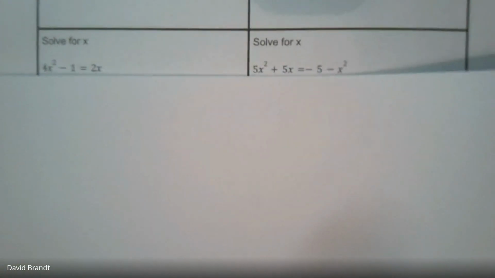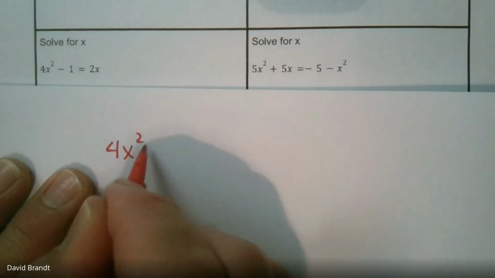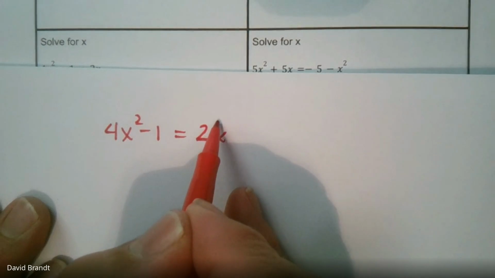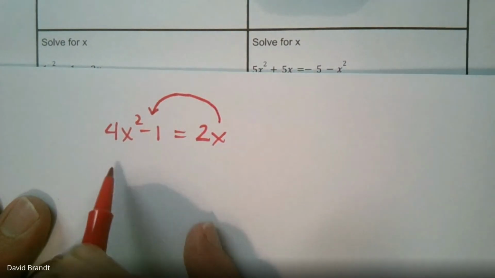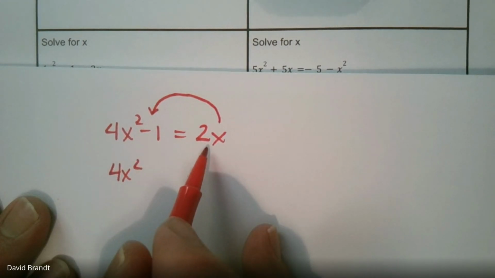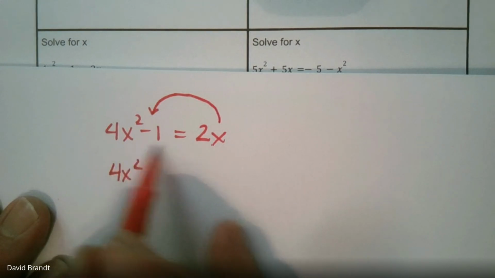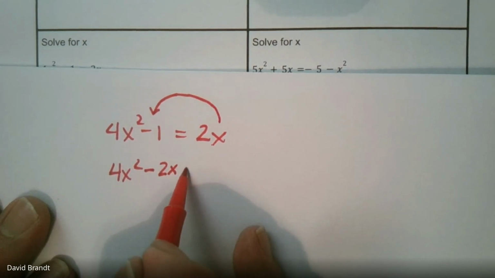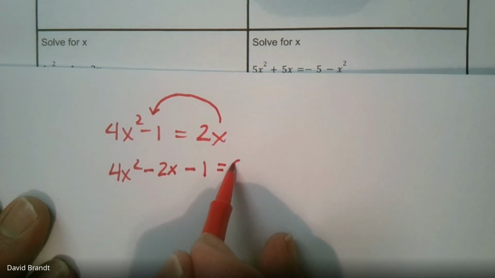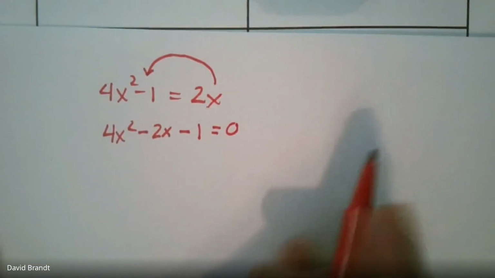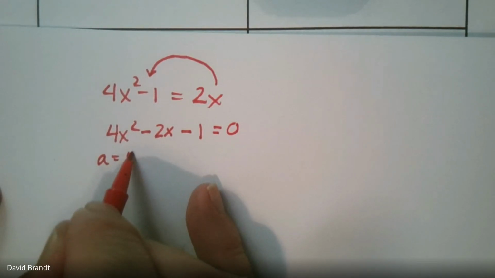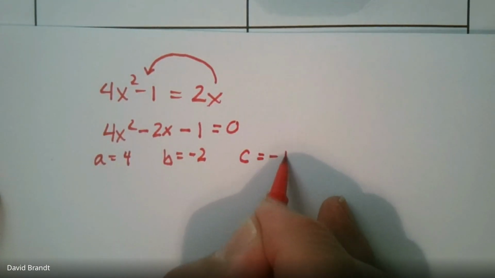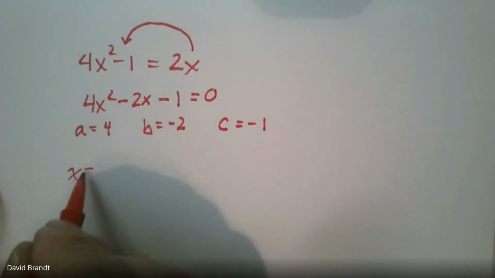Let's do 4x squared minus 1 equals 2x. Now, right away, you'll notice that this needs to be 0. So we're going to move this over like here. That's going to be 4x squared. That needs to go in the middle. It does. Neither one of these are like terms. This needs to be the middle term. That's going to be minus 2x minus 1 equals 0. Okay. Identify what A, B, and C are. A is 4. B is negative 2. C is negative 1.